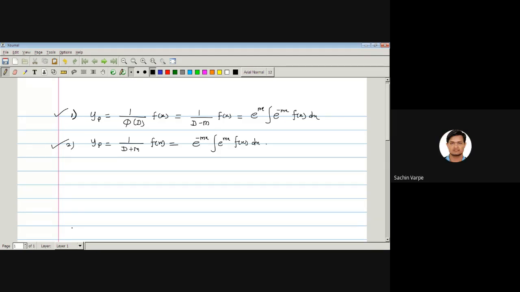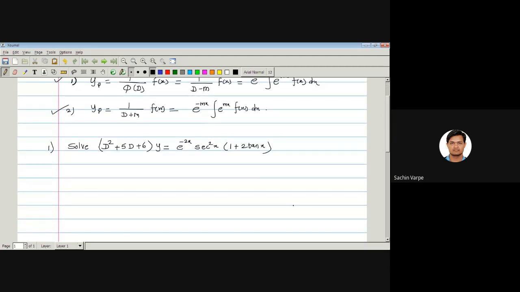Yes, sir. So take the next question, that is: solve (D square plus 5D plus 6) y equals e to the power minus 2x into sec square x into (1 plus 2 tan x). That is, (D square plus 5D plus 6) y is equal to e to the power minus 2x sec square x into (1 plus 2 tan x). Clear? So it is already in capital D form.